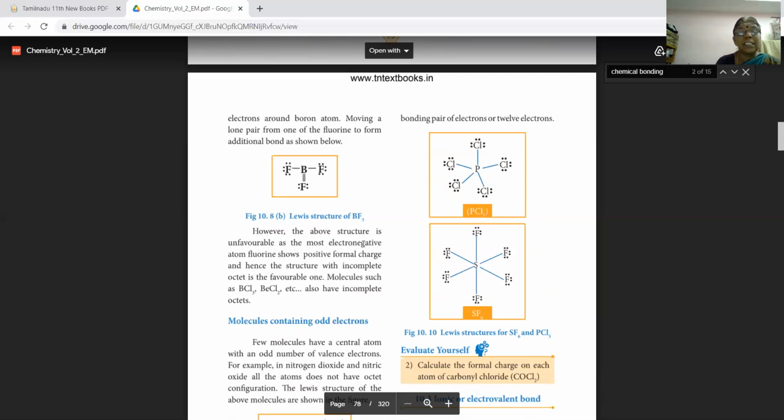However, the above structure is unfavorable as the most electronegative atom, fluorine, shows a positive formal charge, and hence the structure with the incomplete octet is the favorable one. Molecules such as BCl3, BeCl2, that is boron trichloride, beryllium dichloride, etc. also have an incomplete octet.